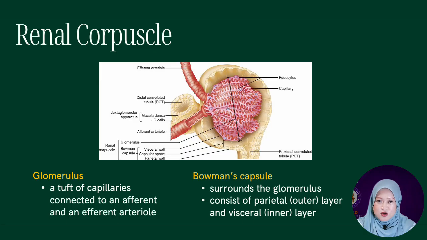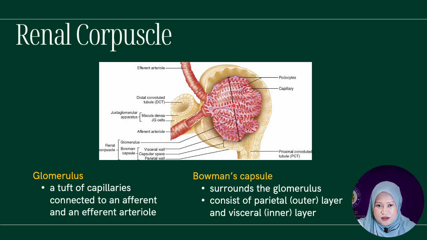Okay, let us first focus on the renal corpuscle. The renal corpuscle consists of two main parts, the glomerulus and the Bowman's capsule. The glomerulus is a tuft of capillaries. What makes it unique is that it is connected to two arterioles. Blood enters the glomerular capillaries through the afferent arteriole and leaves through the efferent arteriole. So this arrangement helps maintain a relatively high pressure within the glomerulus, which is necessary for filtration.